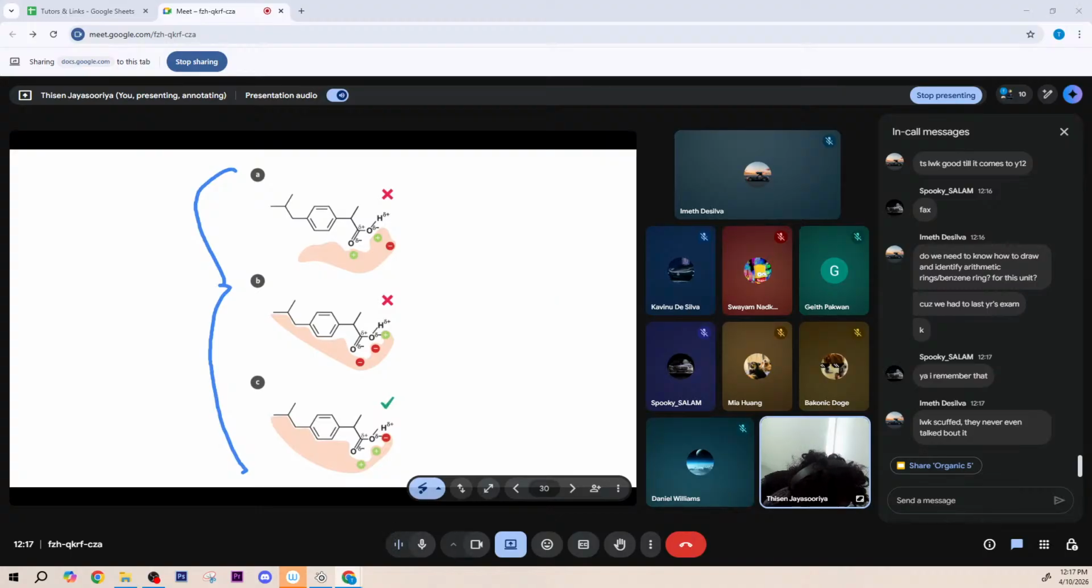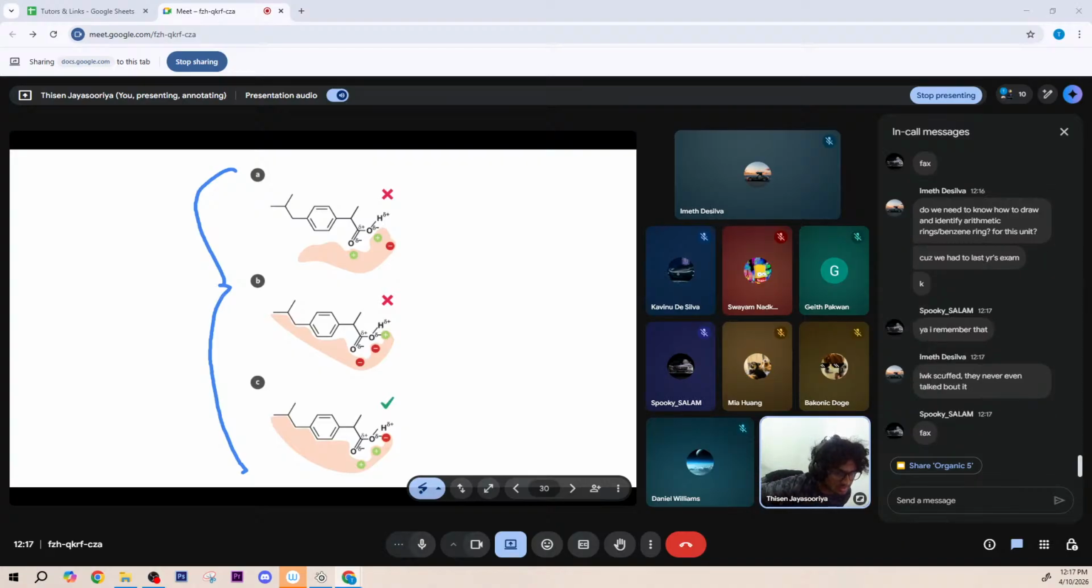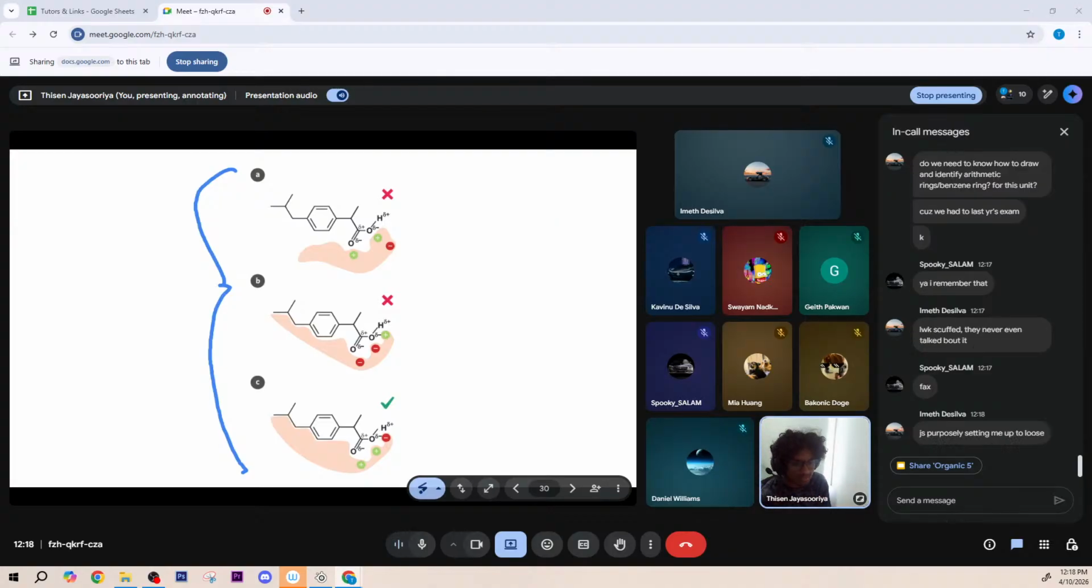Loki scuffed, they never even talked about it. They don't talk about benzene at all. They don't talk about benzene that much, but benzene and cyclohexane are the other aromatic ring that we deal with. There's other ones as well, but we don't look at them as much, like toluene and that sort of thing. But the main thing is you just need to know those. Just purposely setting me up to lose.